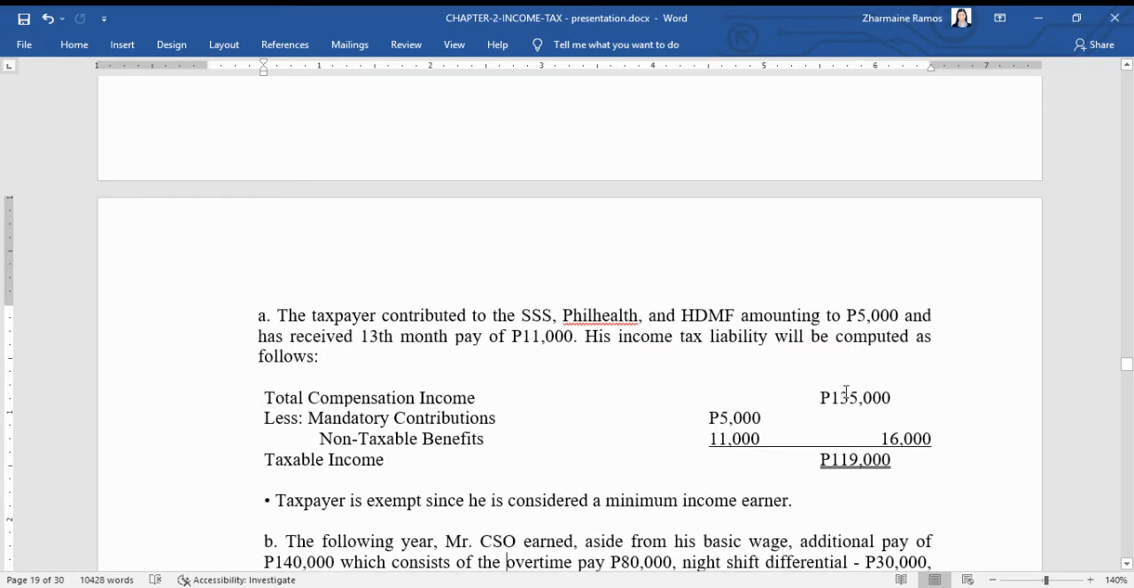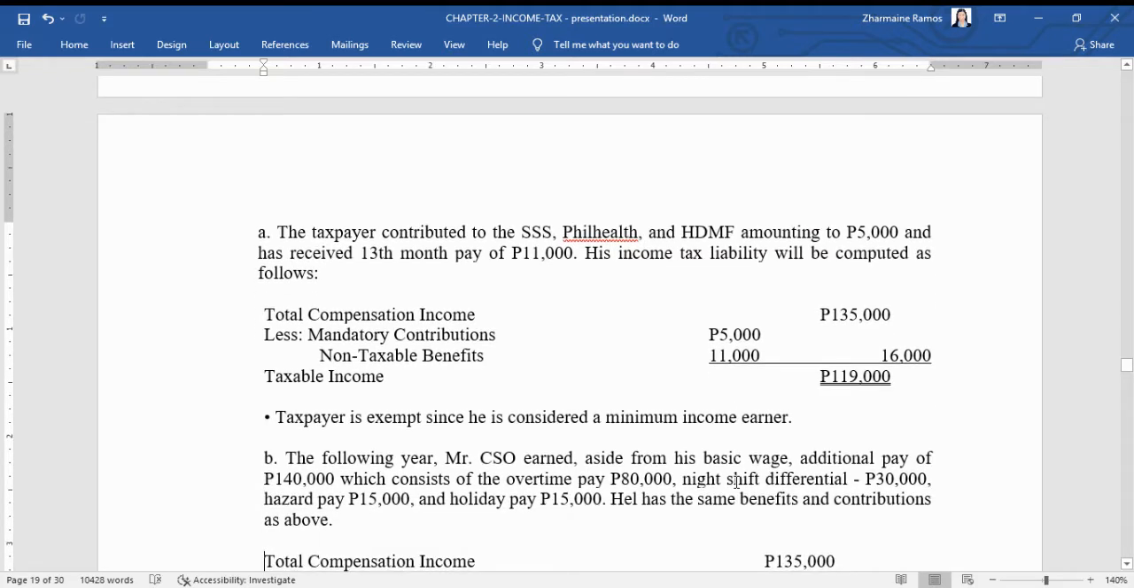Yung compensation income niya is 135,000. Ibabawas natin yung mandatory benefits niya. Yung SSS, PhilHealth, Pag-ibig, total of 16,000. So, ang taxable income lang niya is 119,000. Magkano ang tax niya? So, tax is exempt since he is considered a minimum wage earner.